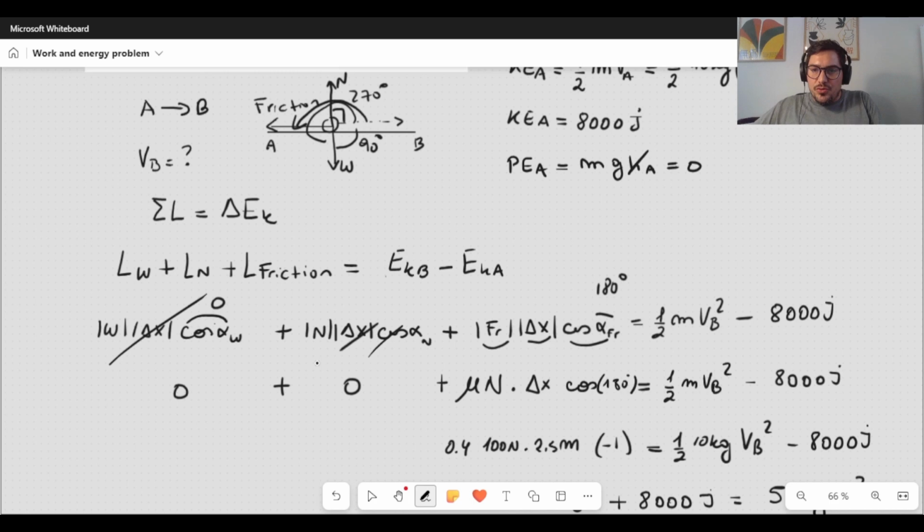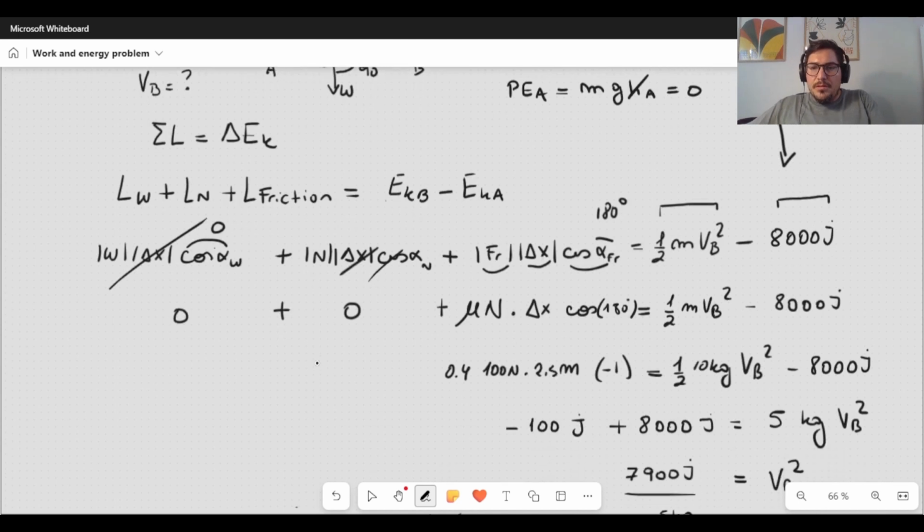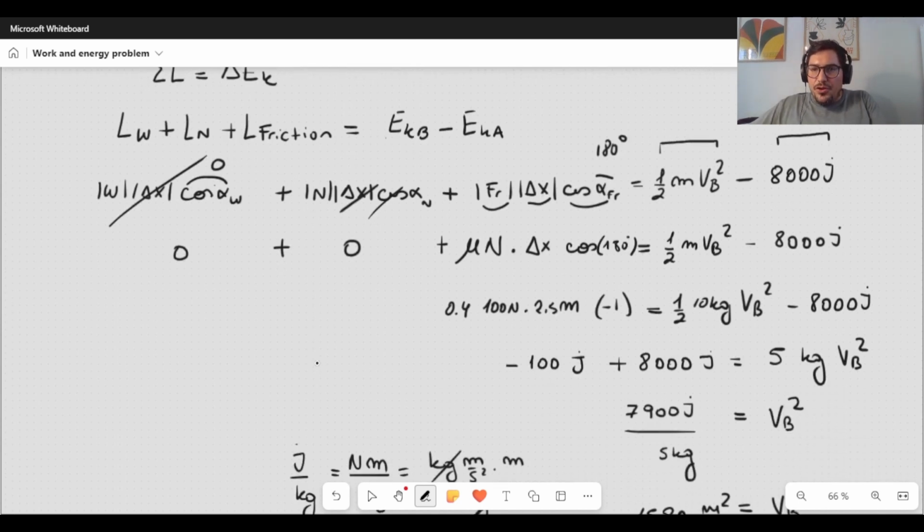And that should be equal to final kinetic energy, in this case the kinetic energy in B, minus the kinetic energy in A. Kinetic energy in A, we already have the value, 8,000 joules. The kinetic energy in B, we don't know, 1/2 of mass velocity B squared. The velocity B is the variable that we don't know and we want to find. Kinetic friction is 0.4, the normal. This is the friction. We already obtained the value, 40 newtons, or 0.4 times 100 newtons.